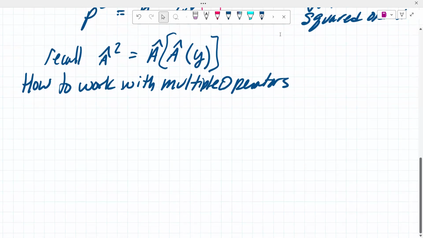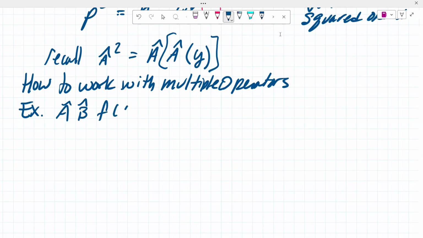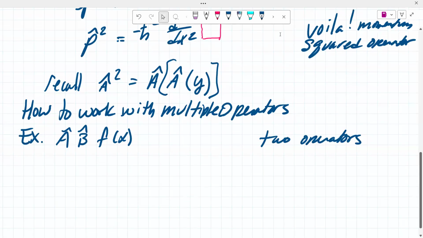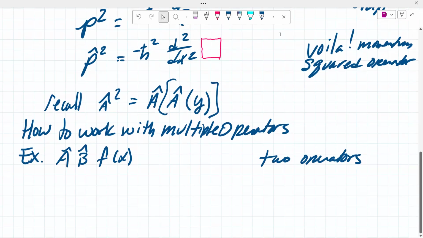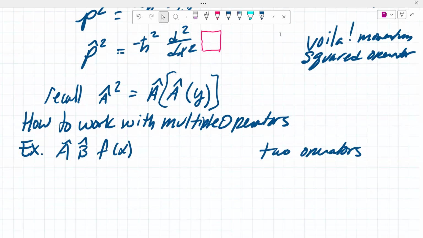So if we have, for example, A hat B hat f of x, two operators, just like we had up here. The momentum squared operator is really two operators because it's really going to be the first one times the second one, right? So it's like having AB, but A and B just happen to be the same operator, which is the momentum operator.